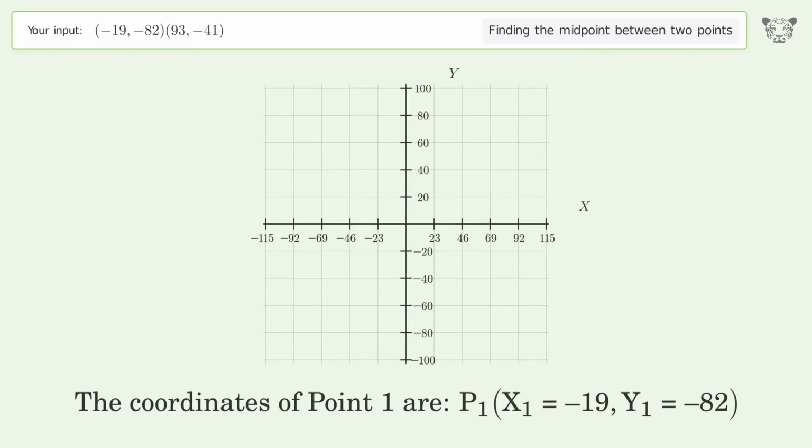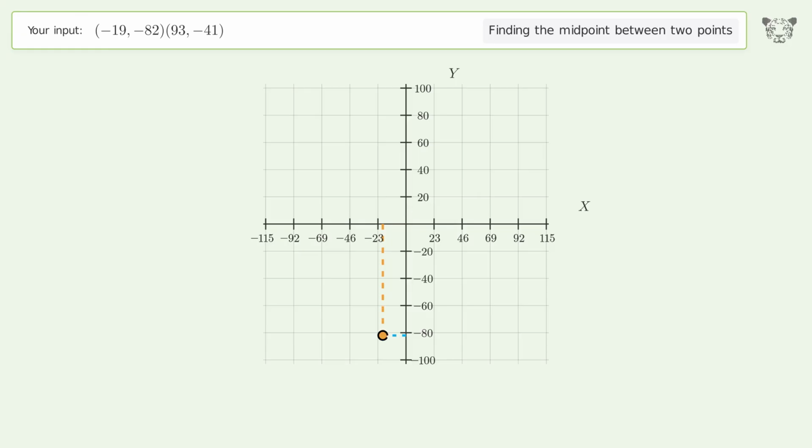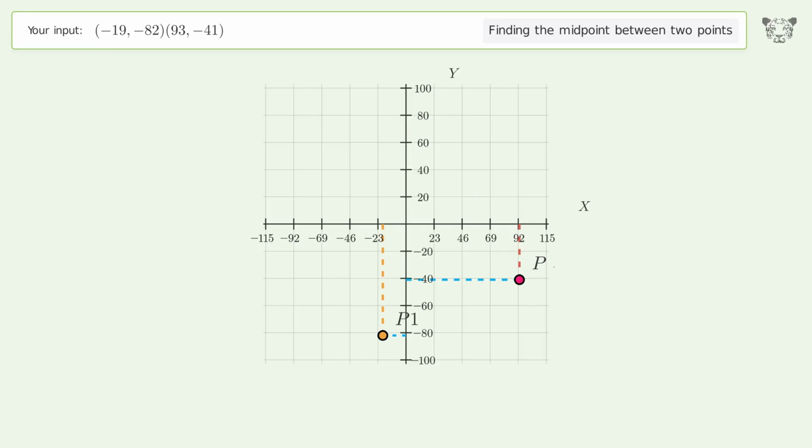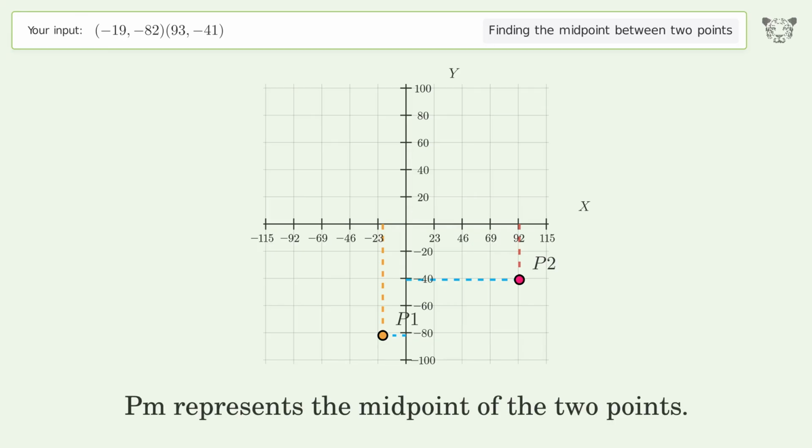The coordinates of point 1 are x1 equals -19, y1 equals -82. The coordinates of point 2 are x2 equals 93, y2 equals -41. PM represents the midpoint of the 2 points.